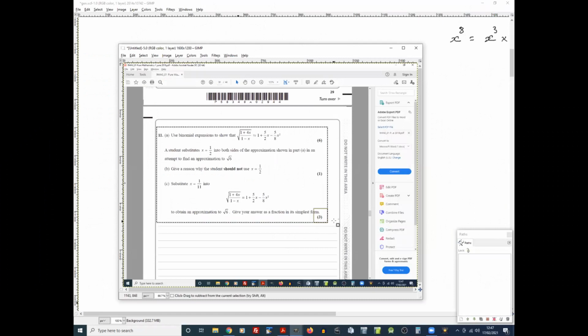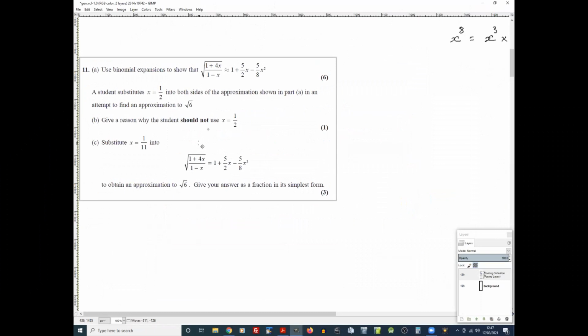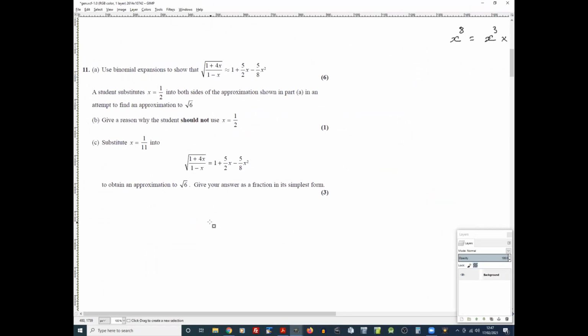Binomial expansion. Notice it's plural. So can you see how we're splitting this problem into two different expansions?